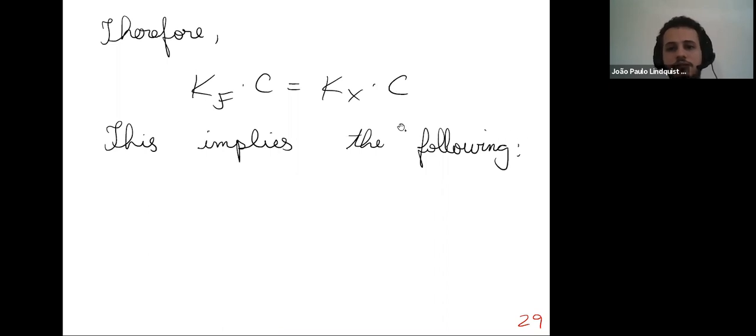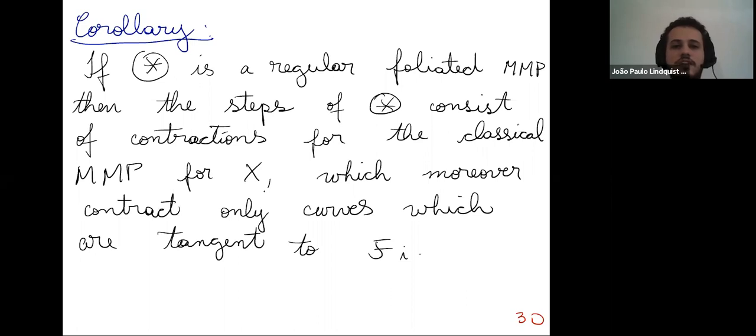So the contractions of K_F-negative curves are contractions of K_X-negative curves as well. And in particular, the steps of the MMP, which are contractions of K_F-negative curves, are steps of the classical MMP for K_X, for the variety. So if star is a regular foliated MMP, then the steps are contractions for the classical MMP for X. And they only contract curves which are tangent to the foliations F_i.